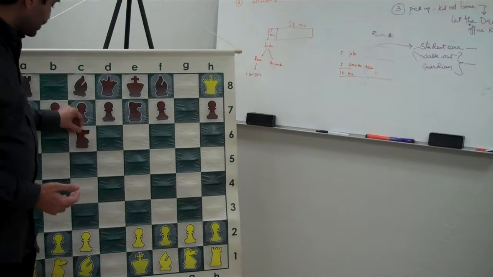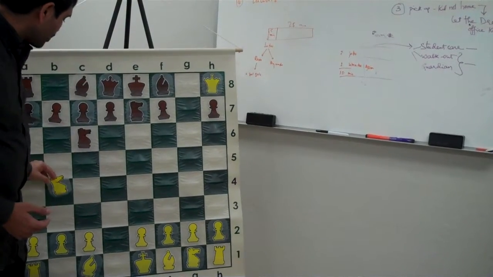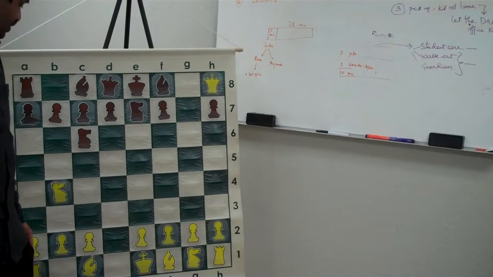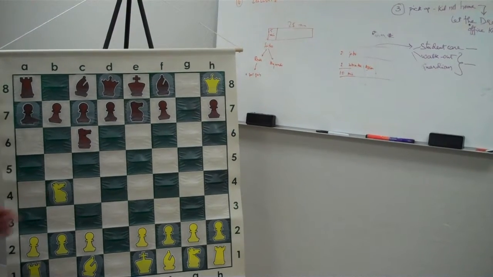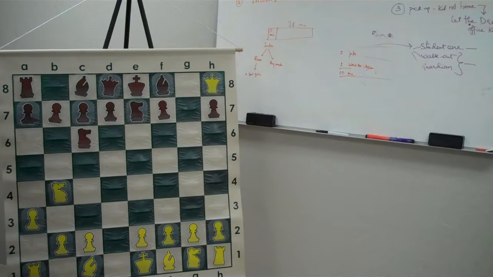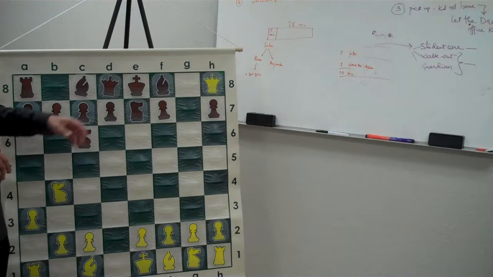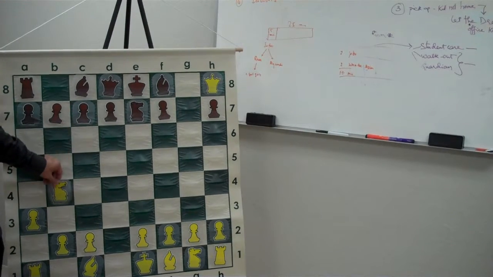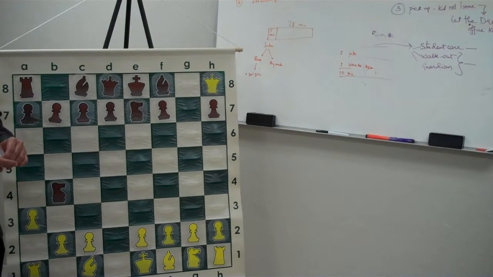So now if I were here and this guy was somehow magically there, and then I captured that, or let's say that this guy was here. Now it's a very bad thing for black to exchange off the knight, because they're already down 5 points. They need all the strength they can.